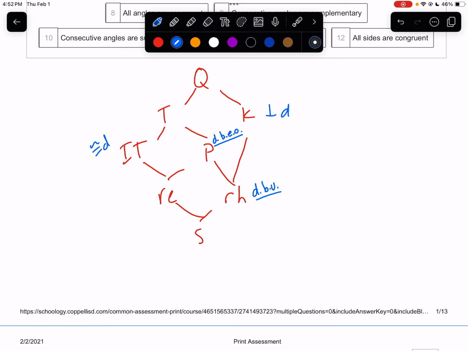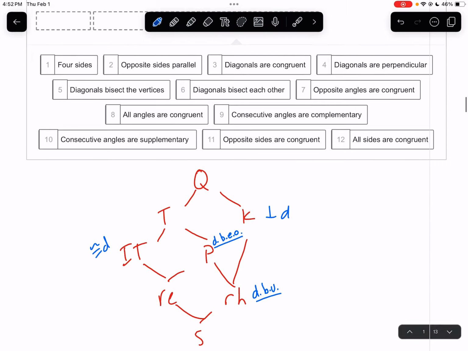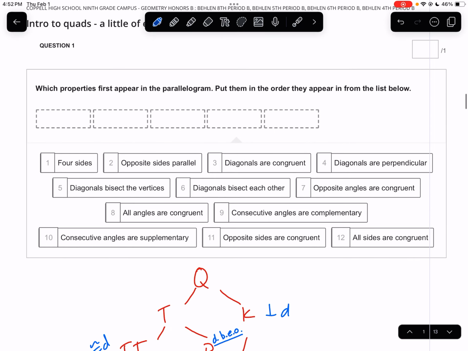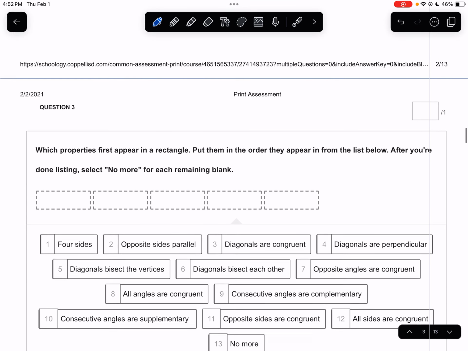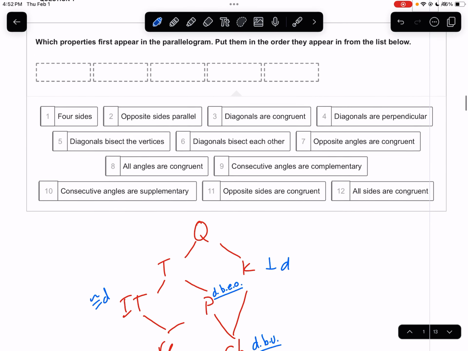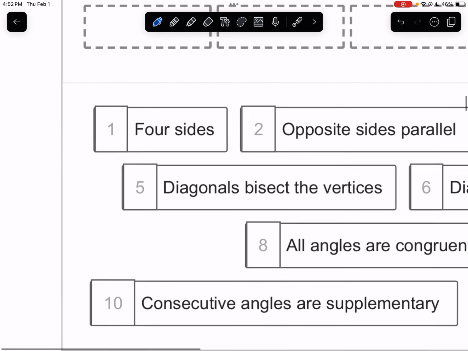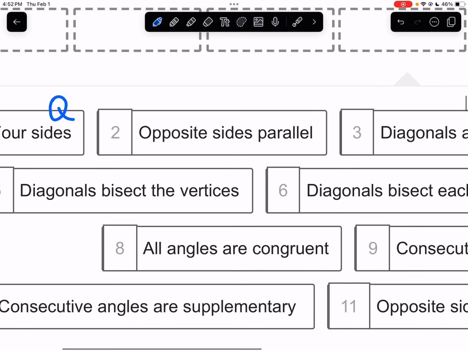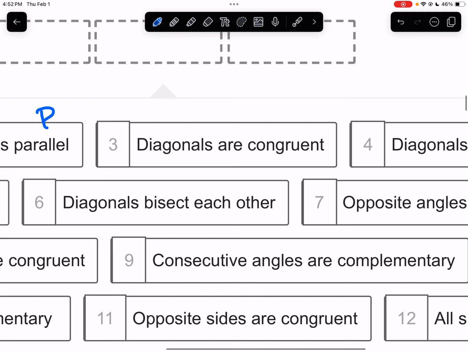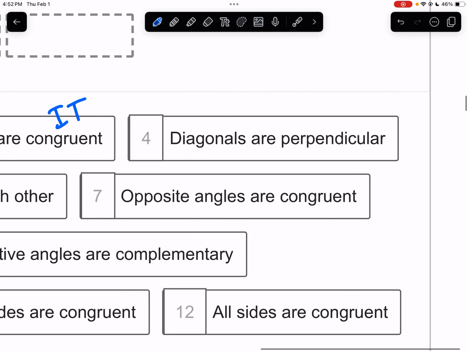Most of the other ones, I think you guys know those properties a little bit better. So keep that in mind as we do these. And actually, before we answer these questions, because they're all the same choices, I'm going to go through each one of them and talk about when we first see it. So when do we first see four sides? Well, that's just a general quadrilateral. When's the first time opposite sides are parallel? That's the parallelogram. Diagonals are congruent. We just said that. We get that on the isosceles trapezoid. The diagonals are perpendicular. We get that on the kite.